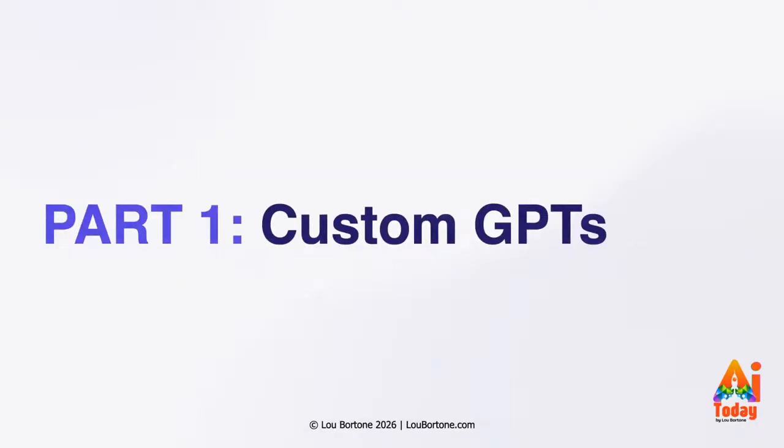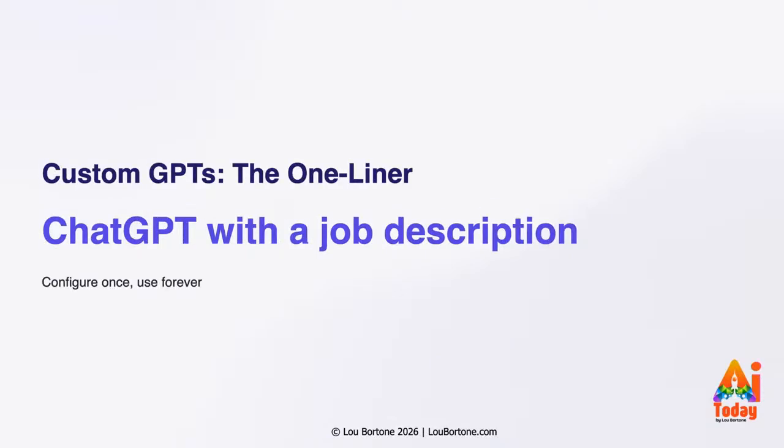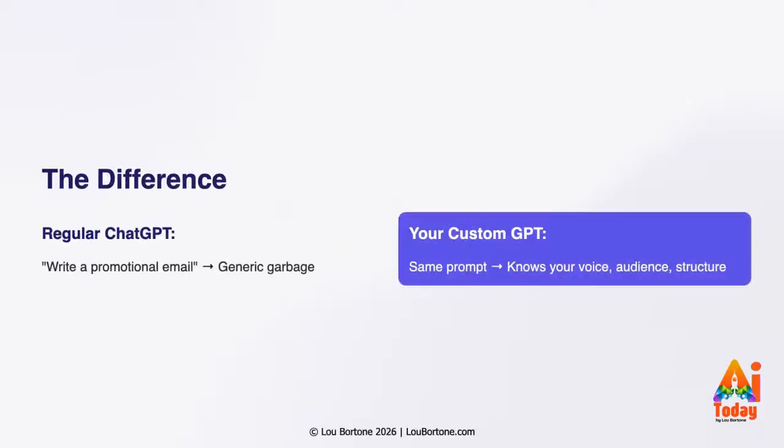So the very first thing we're going to take a quick look at are custom GPTs. This is kind of entry level stuff. Basically, a custom GPT is a ChatGPT with a specific job description. So you configure it once and you can use it forever. The difference from a regular ChatGPT is, if you say write a promotional email, you're just going to get something generic. If you create a custom GPT that knows your voice, audience and tone, you're going to use the same prompt and get a much, much better output, because you're using a custom GPT that's been programmed with your voice and tone.